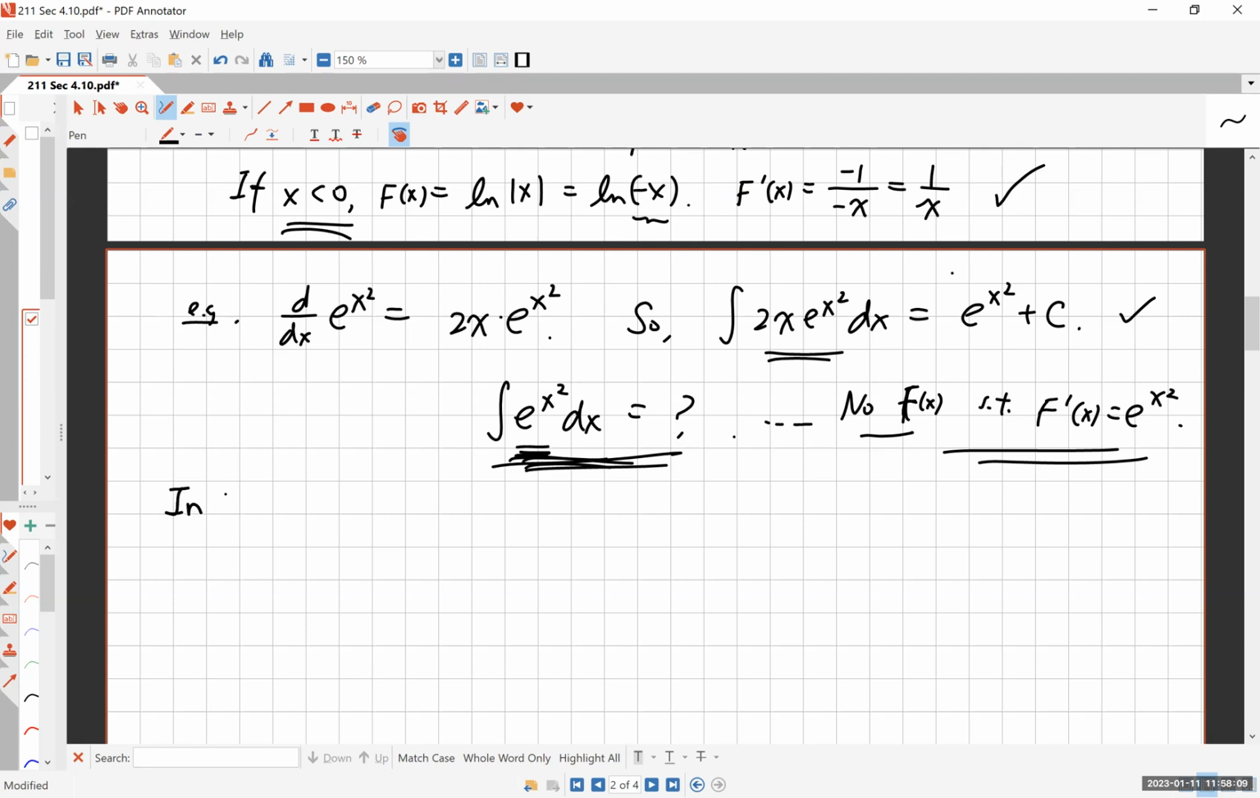All right, the very last thing that I want to talk about is this thing called the initial value problem. This is not going to take too long.